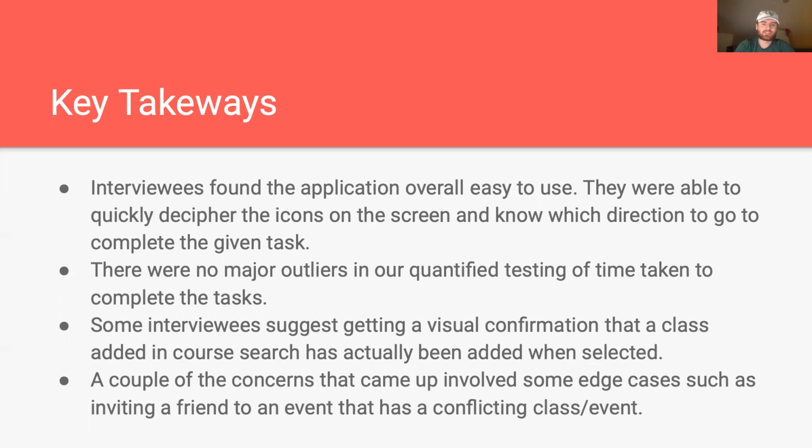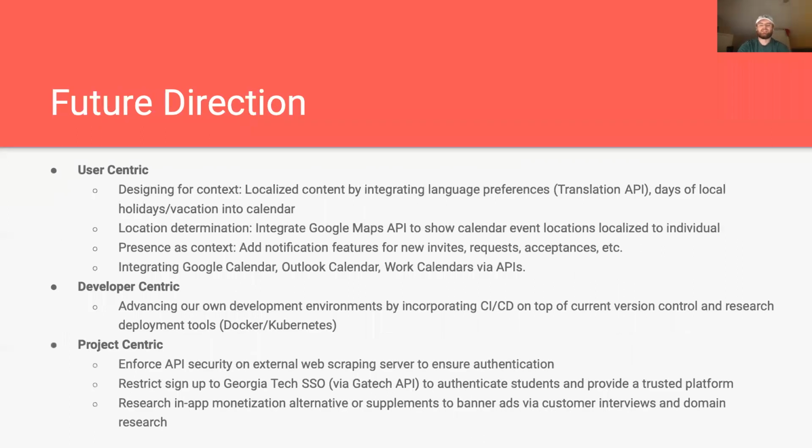We also received some criticism, such as the lack of visual confirmation on our course search page for when a course is added, and the possibility of inviting our friends to an event that has a conflicting time. The future direction of our project aims at advancing user-centric aspects, including designing for context by integrating language references, local holidays, locations, notifications, and external calendars. Developer-centric aspects such as CI/CD pipeline and Docker for streamlined development, and project-centric aspects towards securing our app by authenticating users through the Georgia Tech SSO and API requests to our web scraping server.